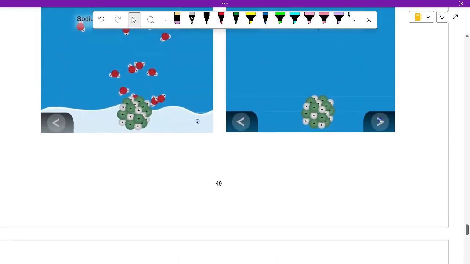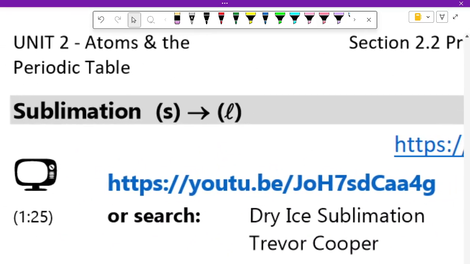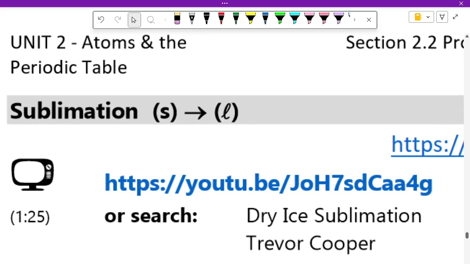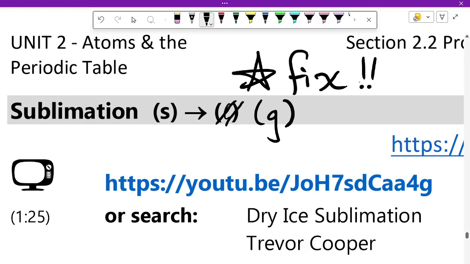Now, solid, oh, this is wrong. This should not say solid to liquid. This should say solid to gas. Does yours say solid to liquid? Or does it say solid to gas? It says solid to liquid. Okay, so I need to fix this. Because solid to liquid would be melting, but solid to gas is called sublimation.